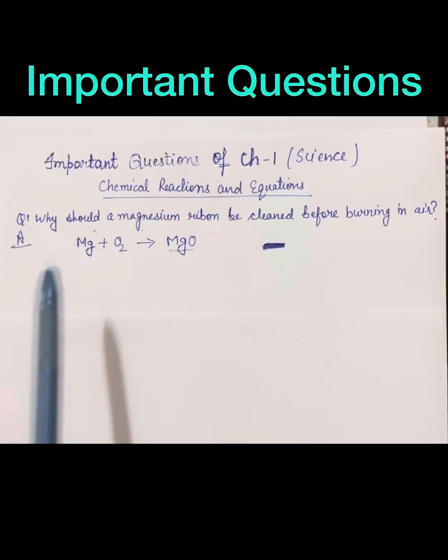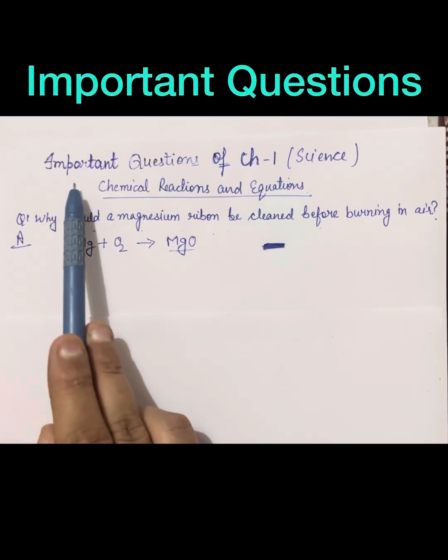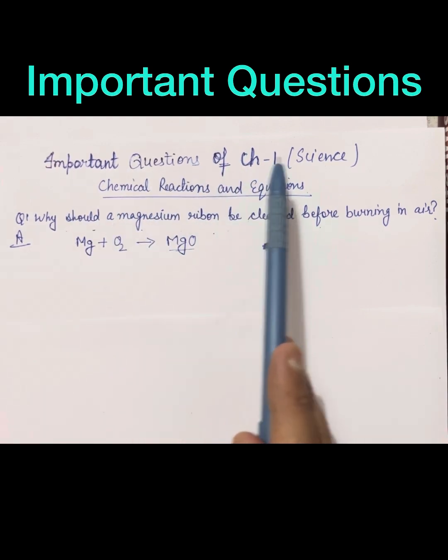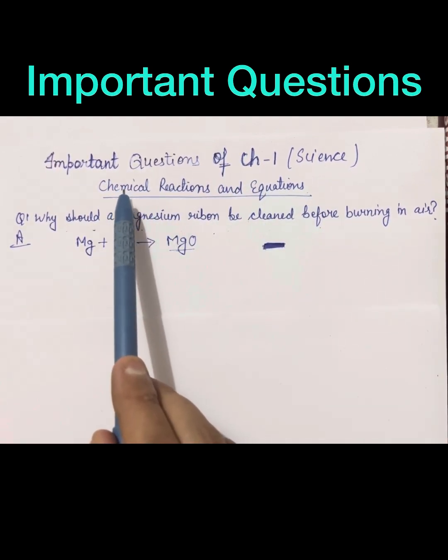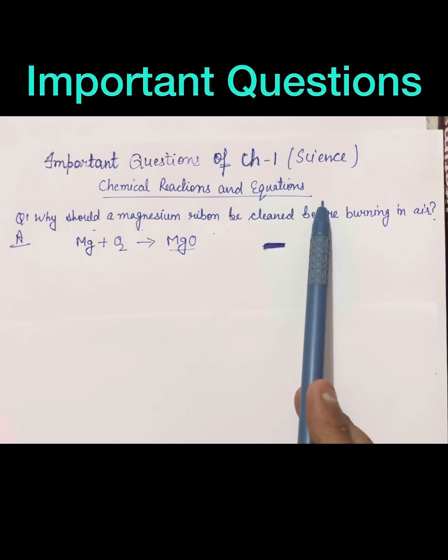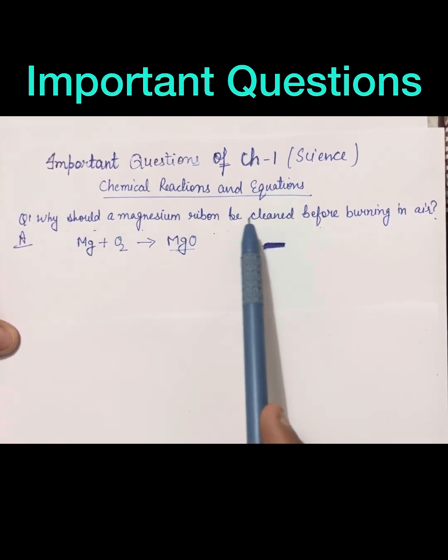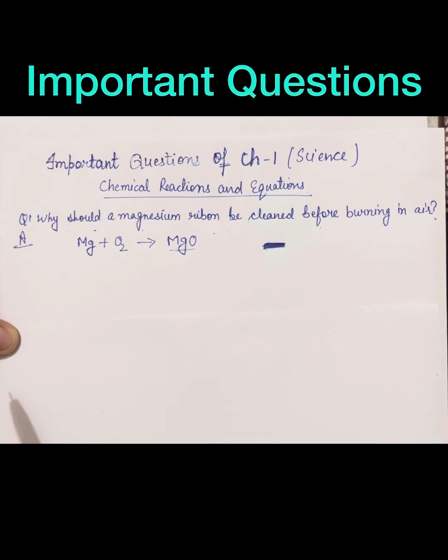Hello students. In this video we are going to discuss important questions of chapter 1 science, that is chemical reactions and equations. The first question is, why should the magnesium ribbon be cleaned before burning in air?